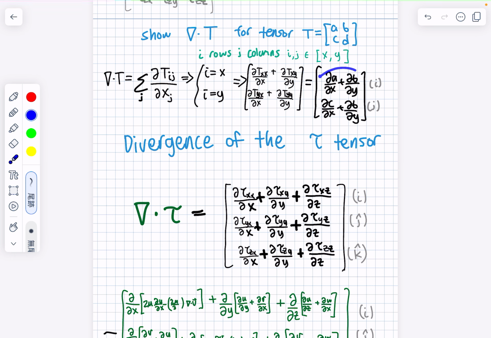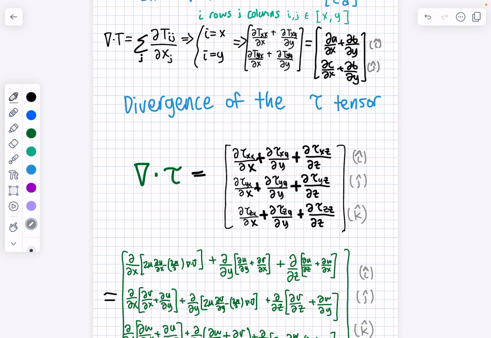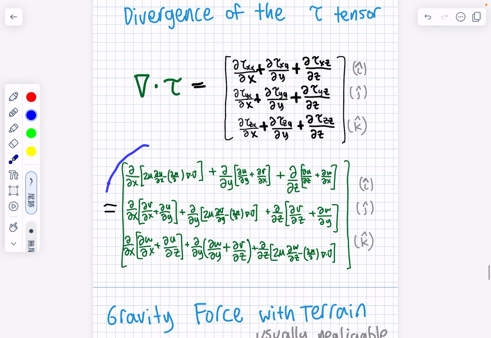And this is a vector with two elements in it. So yes. And if you were doing this in 3 dimensions, you'd have a third element for the z hat direction. So if we apply this, we take the derivative of tau xx and add up all these derivatives for these 3 rows, we will get that the divergence of the stress tensor is this term.